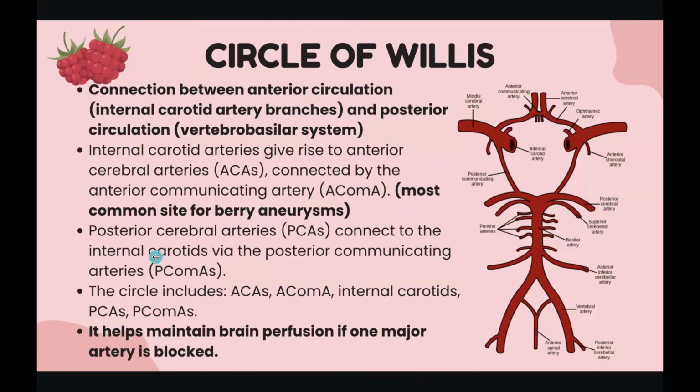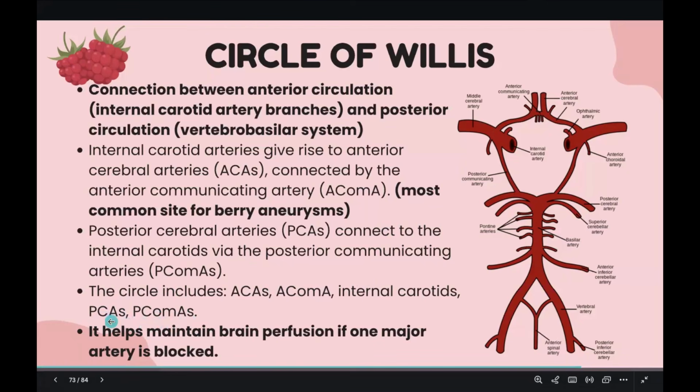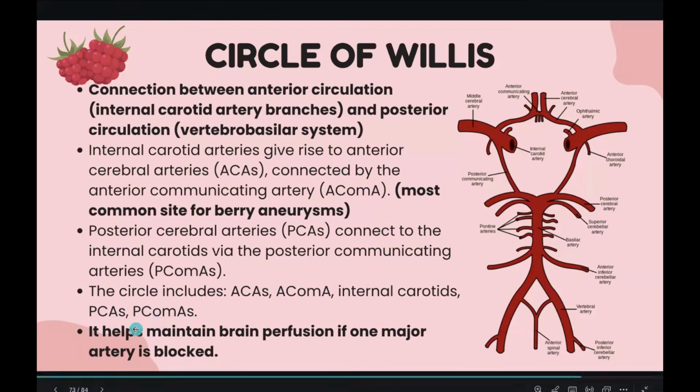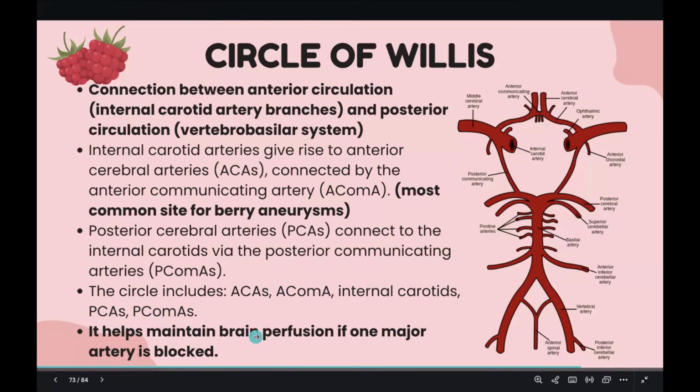The posterior cerebral arteries connect the internal carotids via the posterior communicating arteries. And this whole circle, what does it include? It includes the anterior cerebral artery, the anterior communicating artery, the internal carotids, the posterior communicating artery, and the posterior cerebral artery. Why is this important? It helps maintain brain perfusion if one major artery is blocked.